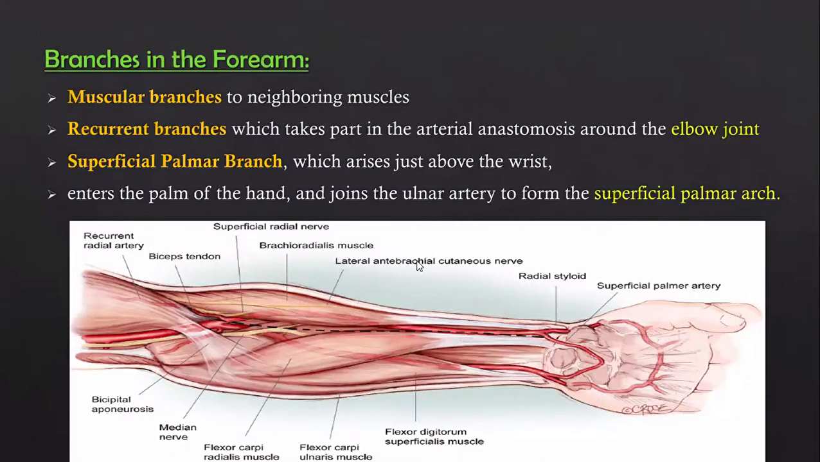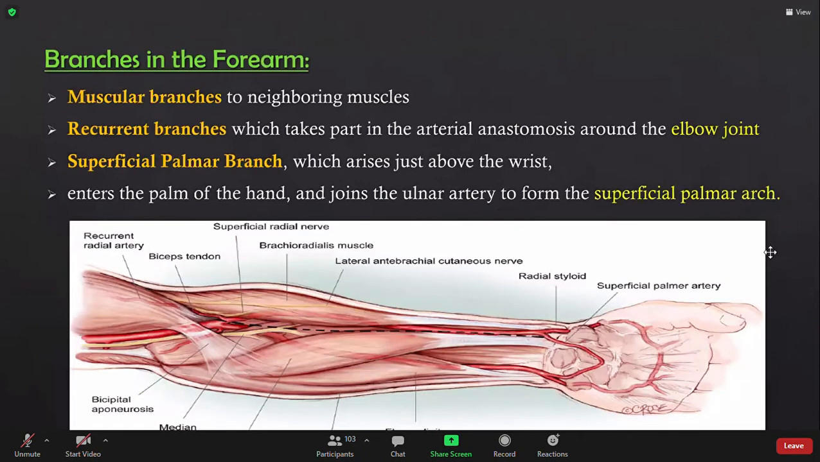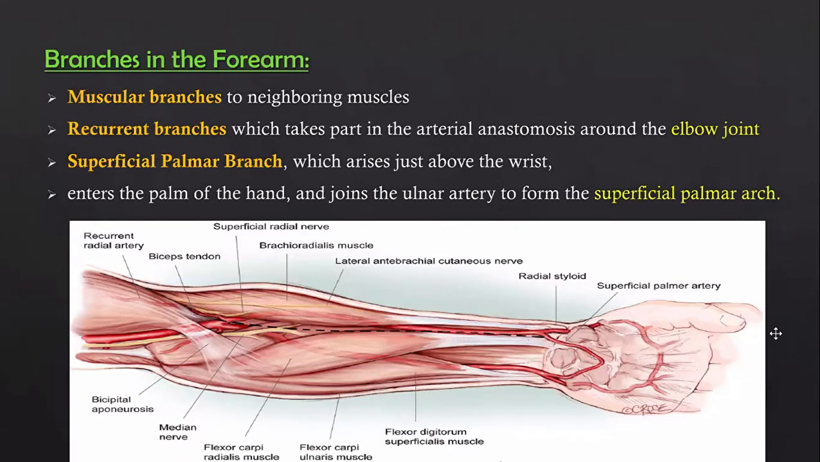Another branch is the superficial palmar branch, which arises just above the wrist. It enters the palm of the hand and joins the ulnar artery to form the superficial palmar arch. So the superficial palmar branch of the radial artery forms the superficial palmar arch together with the ulnar artery. This is the superficial palmar arch and this is the deep palmar arch.